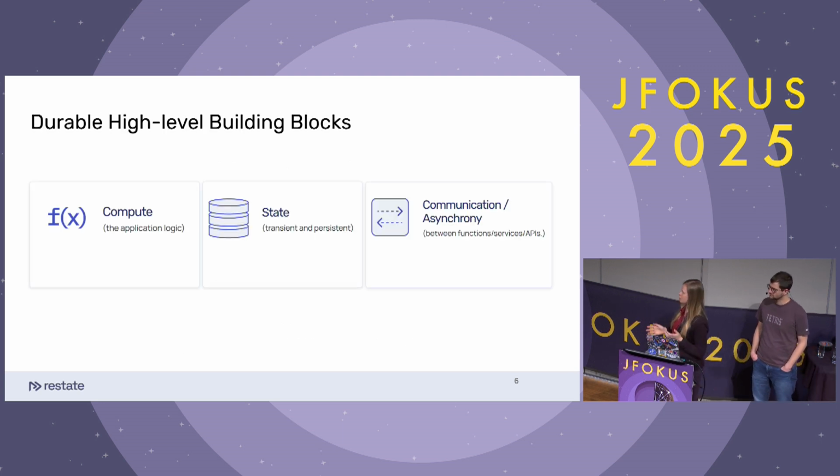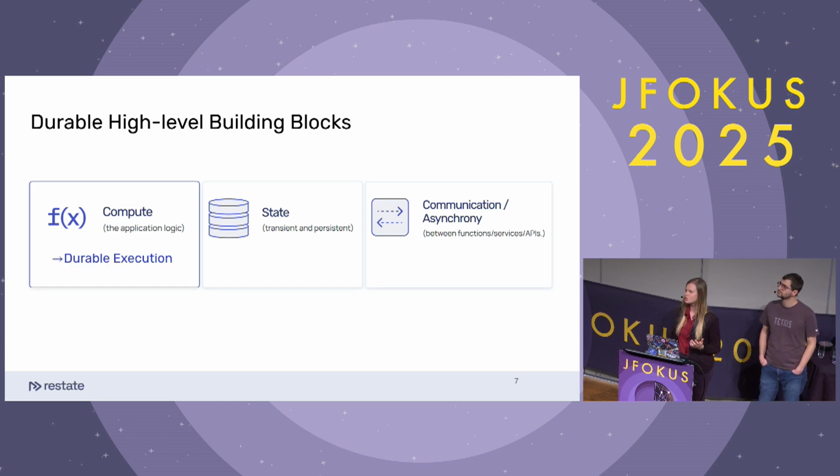So to structure the presentation, we'll be talking about a few different areas. The first one will be compute, then we'll talk a bit about state, and finally about communication. So when we talk about compute, there's a term that is now used for newer projects in the space that try to do this, which is called durable execution.